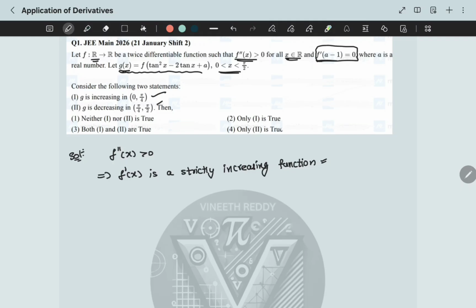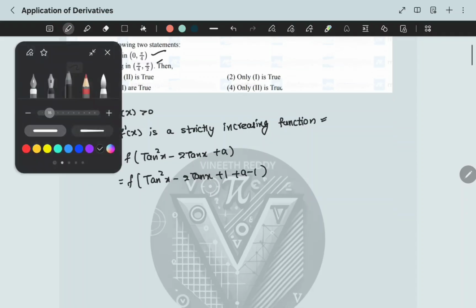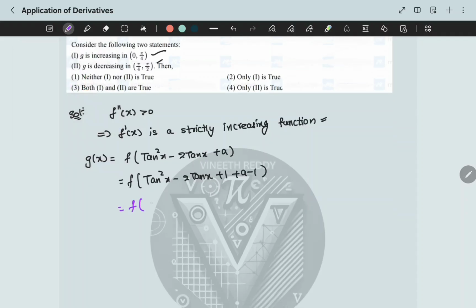Okay, that's fine. Now we have tan square x minus 2 tan x plus a, right? He has given that g of x is equal to f of tan square x minus 2 tan x plus a. If I want f dash of a minus 1, we will do one thing: we will add and subtract 1 so that I can generate a minus 1 in my question. So what do we get? We can write this as f of tan x minus 1 whole square plus a minus 1, right? This is g of x.